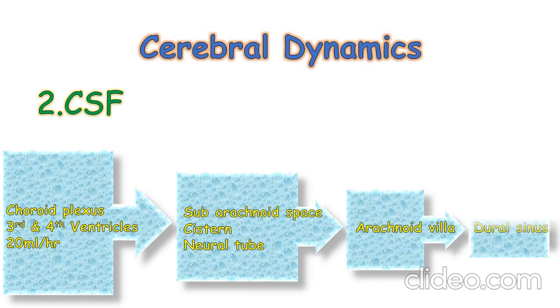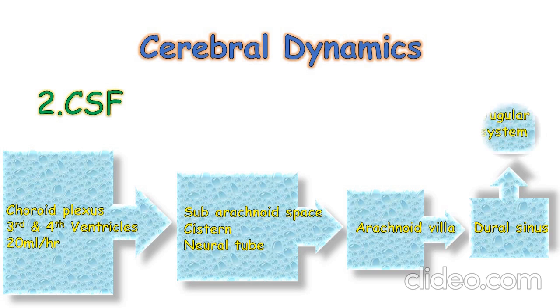Then the CSF is absorbed to the dural sinuses via arachnoid villi. Arachnoid villi are small protrusions of the arachnoid mater into the outer membrane of the dura mater, in other words, to the dural sinuses located in dura mater. Then from the dural sinuses CSF is drained to the jugular venous system.